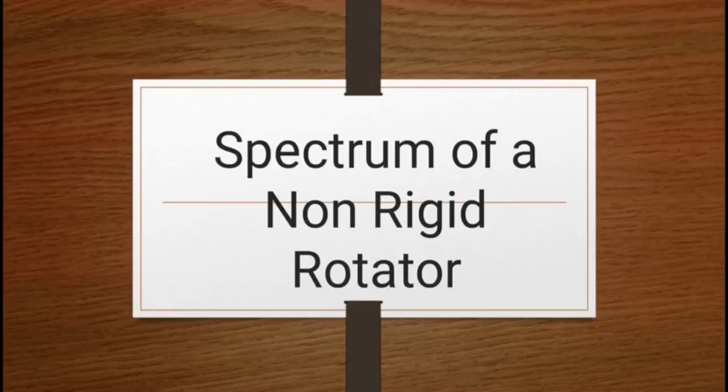In today's lecture, we are going to see the spectrum of a non-rigid rotator. In the last lecture, we have seen the non-rigid rotator, and in it we have seen three relations: B, then R, that is the bond length. The bond length R is inversely proportional to the rotational constant, or vice versa. That is, the rotational constant is inversely proportional to the bond length of the molecule.